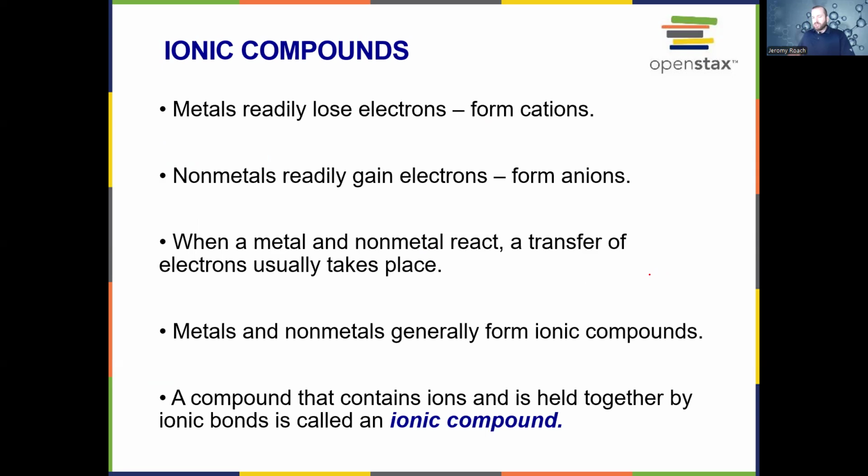Metals tend to lose electrons to form cations, so they lose electrons and become positively charged. Nonmetals tend to gain electrons and form anions, and they tend to have more of a negative charge. When metals and nonmetals react with one another, that's when the transfer of electrons takes place, and we start to have ionic compounds.